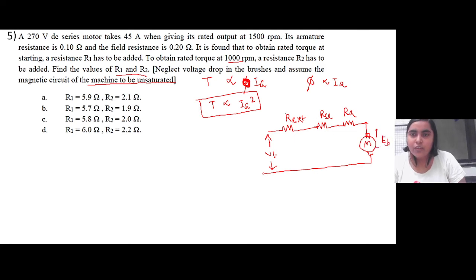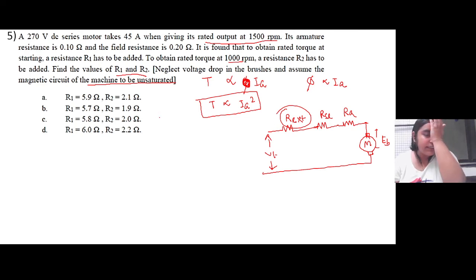So this external resistance, when the circuit is at rest, in order to start the motor, is at its peak, and gradually as the motor attains speed, this external resistance is reduced. At full load, like in this case, when it is given that at the rated output of 1500 rpm, this external resistance is 0.